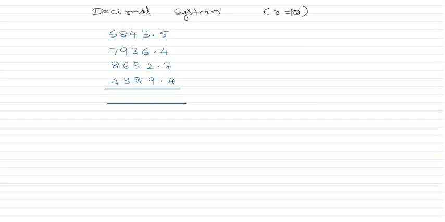When I add this, how will I start? I'll start at the last column, that is 5 plus 4 plus 7 plus 4. So the total sum is 5 plus 4 is 9, 9 plus 7 is 16, 16 plus 4 is 20. So now I got a 20 here. The sum is 20.